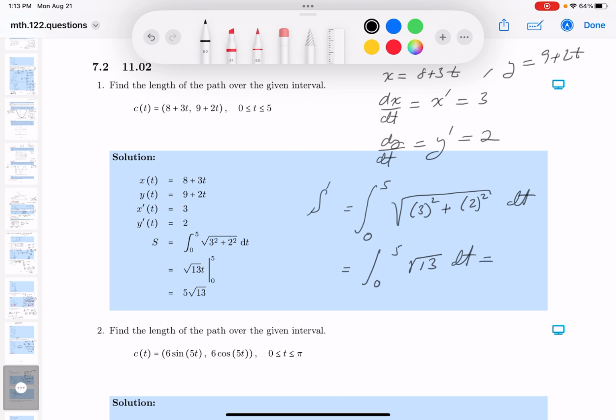dt, integrate. It's going to be root 13 times t, with limits of integration 0 to 5. What do you get over there? Well, root 13, and then 5 minus 0. What do you get? As expected, we get 5 root 13. Thank you.